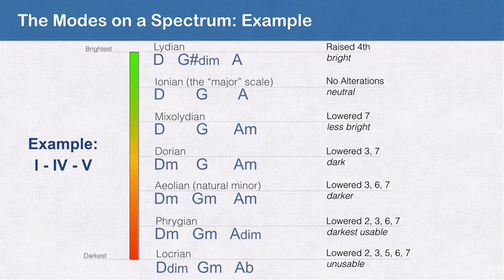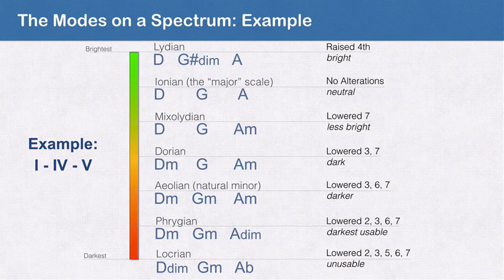So in Lydian, we have this G sharp diminished, a D and an A. The D and A stay the same. As we go to Ionian, that G sharp diminished changes to a G major, and then the D and G stay the same, and then the A goes from A to A minor, and so on. The only one where we have two changes is at the bottom of the chart, where we go from Phrygian to Locrian. We have a D minor to a D diminished, and then an A diminished to an A flat.